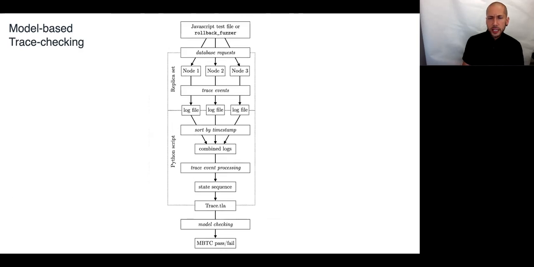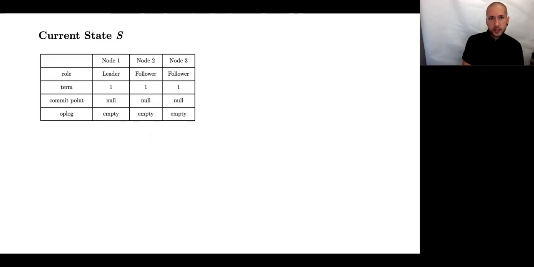That's our pipeline, and I want to talk about two parts of it in particular detail. First of all, how do we process trace events? At every moment, the system as a whole has some state. For example, here we've got node 1 is the leader, and node 2 is a follower, and it thinks that the election term is 1.